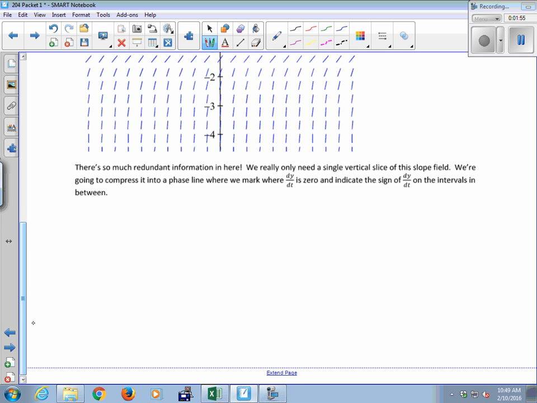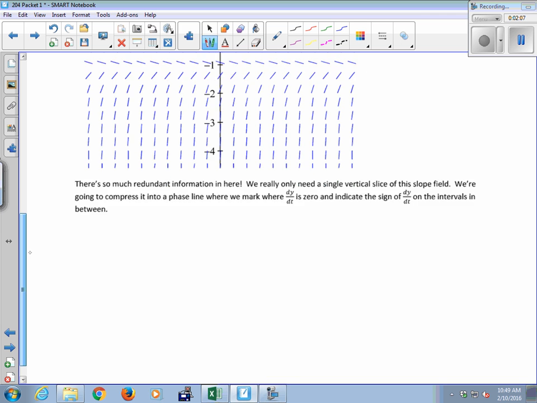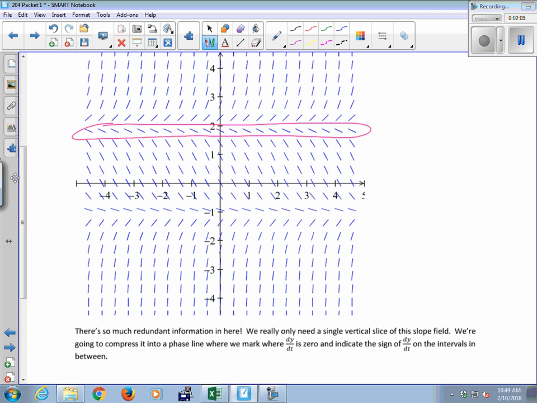Okay, so we compress it into a single vertical line that we call a phase line. We mark where dy dt is 0, and then we also indicate the sign of dy dt at the intervals in between the equilibrium points. So we do lose some information because you don't get the exact slope, but we just know whether it's positive or negative. So we lose some information, but we also compress it into a much cleaner picture.